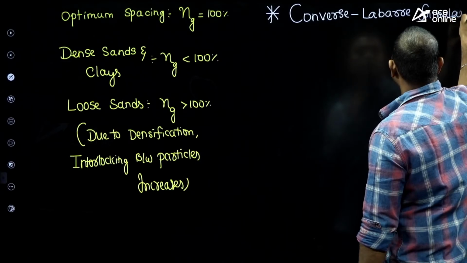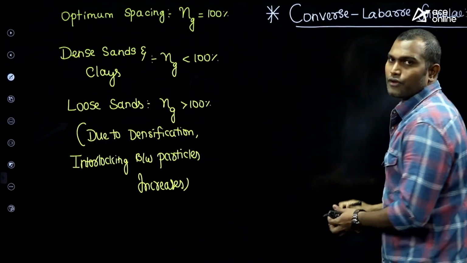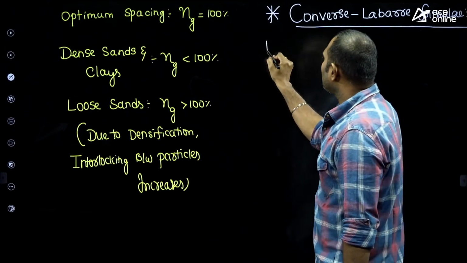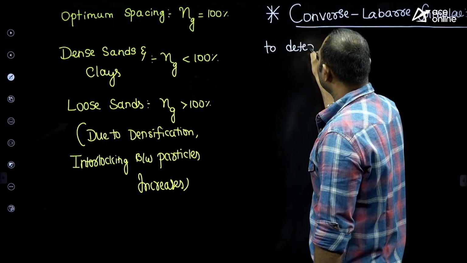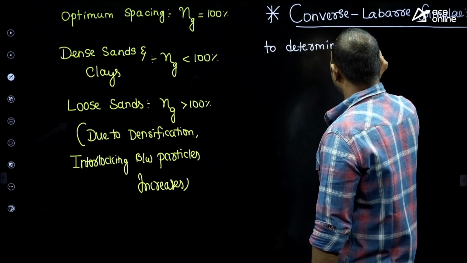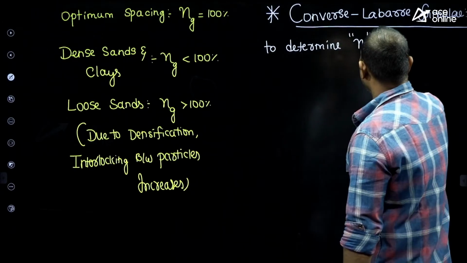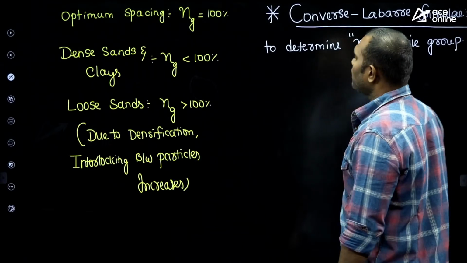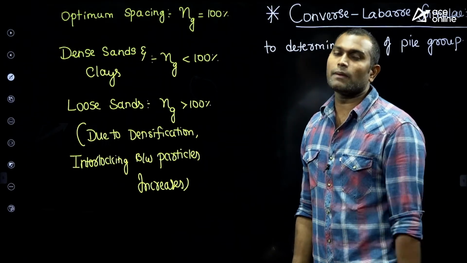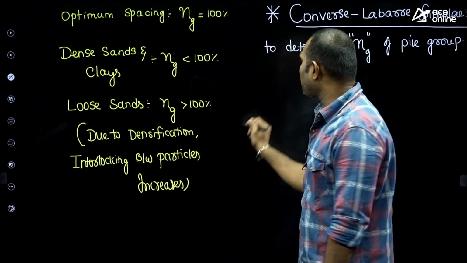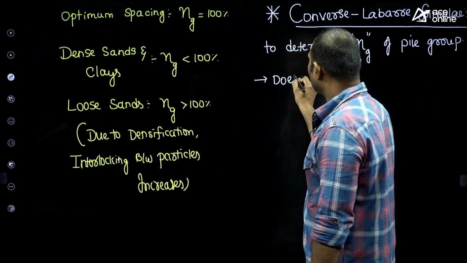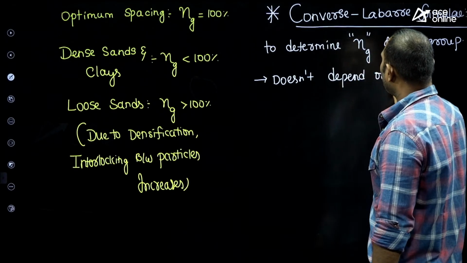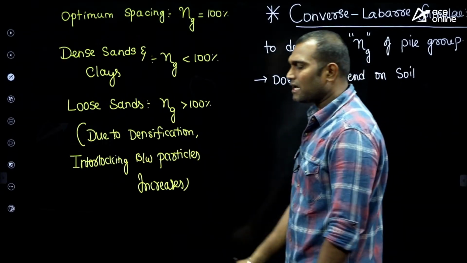Mind you, this formula will be used if soil properties are not known. This is used to determine the group efficiency of the pile group. It does not depend upon the soil properties. Whether it is a sand or a clay, it doesn't matter.